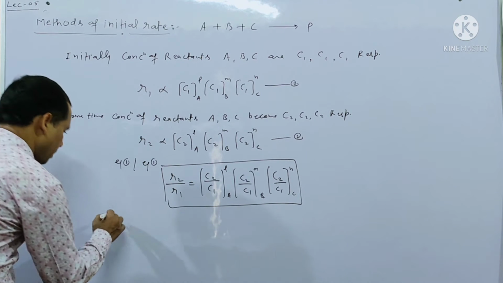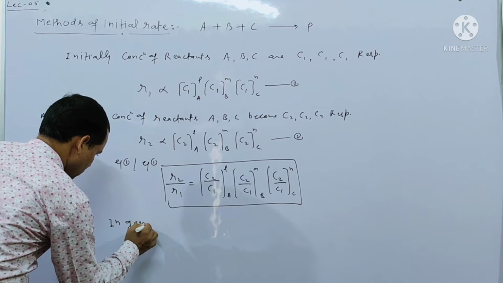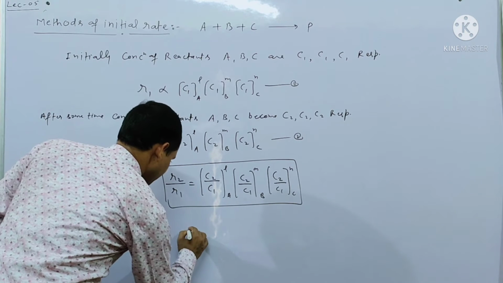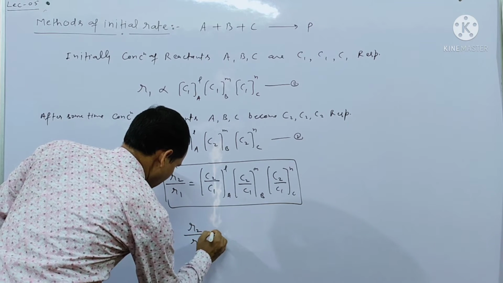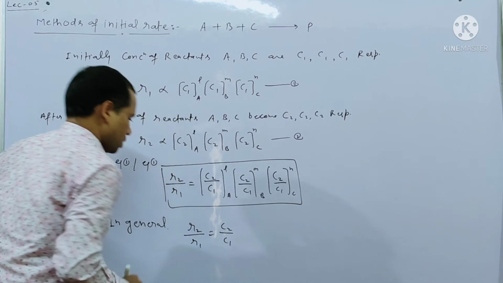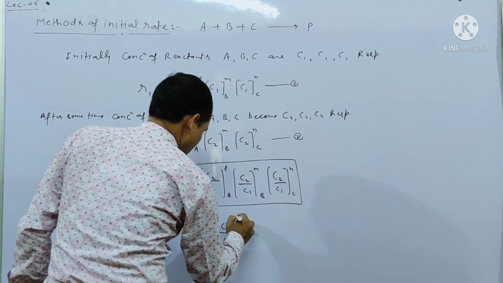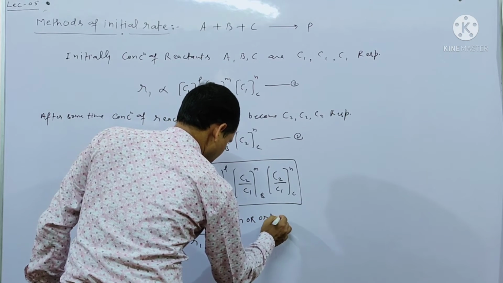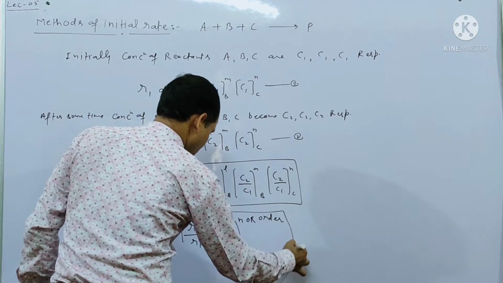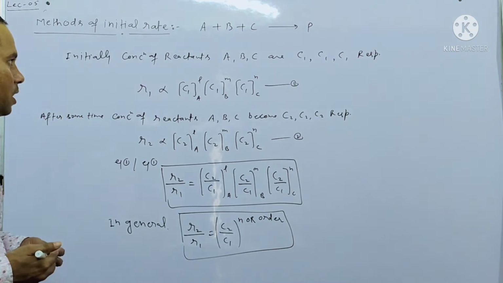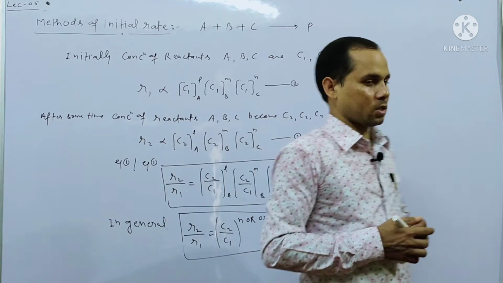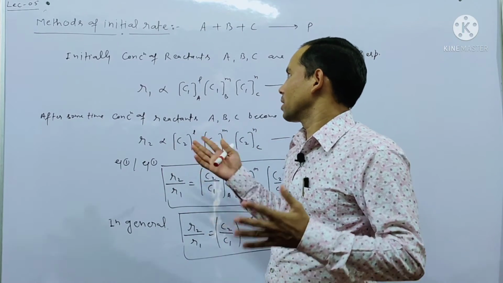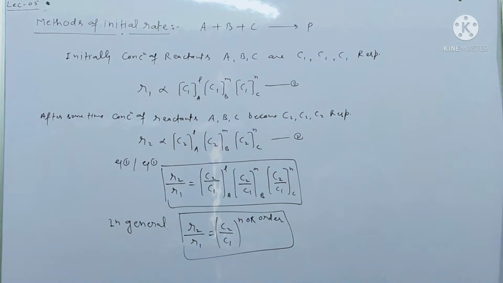In general we can write R2 upon R1 equals C2 upon C1 to the power n. This n is the order of the reaction. So this can be expressed in general. Now we will discuss some questions related to the rate law expression as well as the method of initial rate. You can take a screenshot of this.